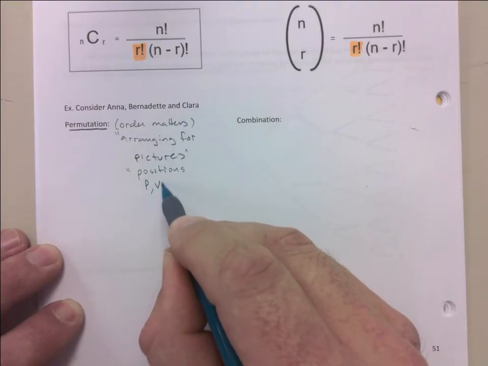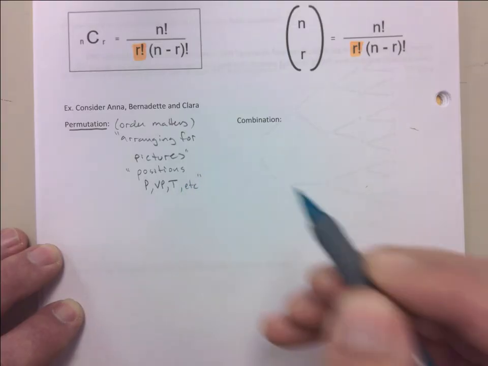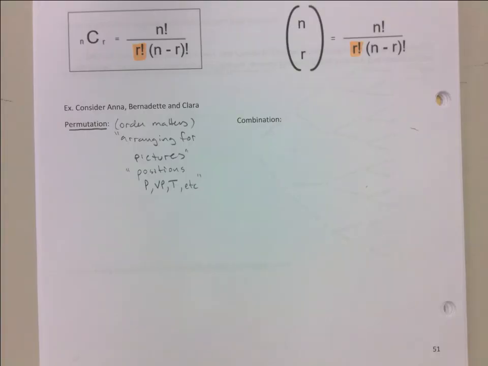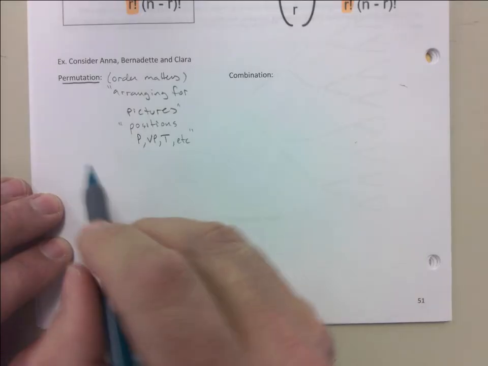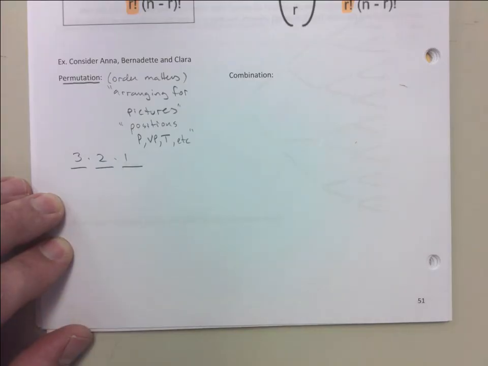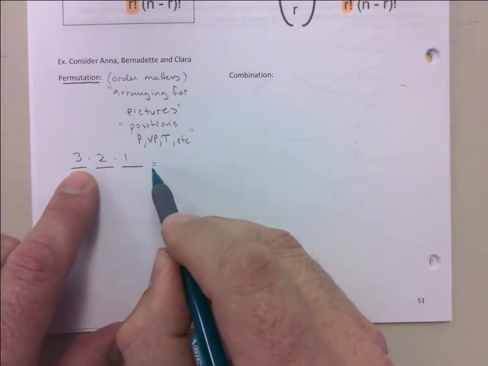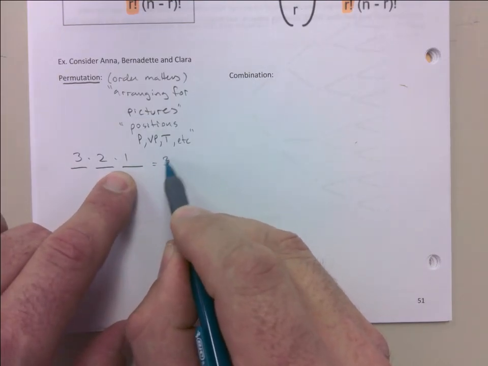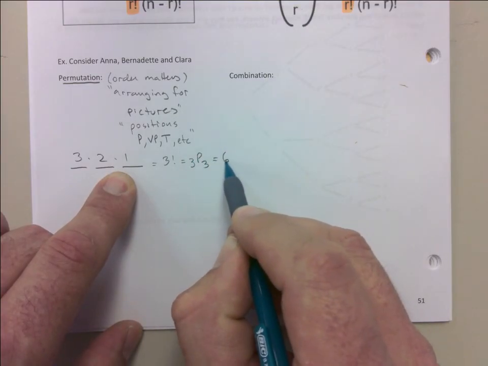President, vice president, treasurer, etc. — then order matters, right? You getting picked for president or vice president is different. So how many ways can you do that? 3, 2, 1 ways. If there are 3 people and you want to arrange them for something, it would be 3 times 2 times 1, which is 3 factorial, which is 3 pick 3. It's still 6 ways.